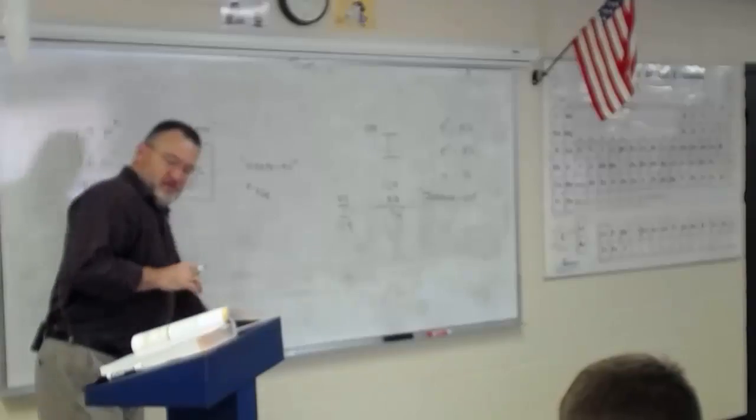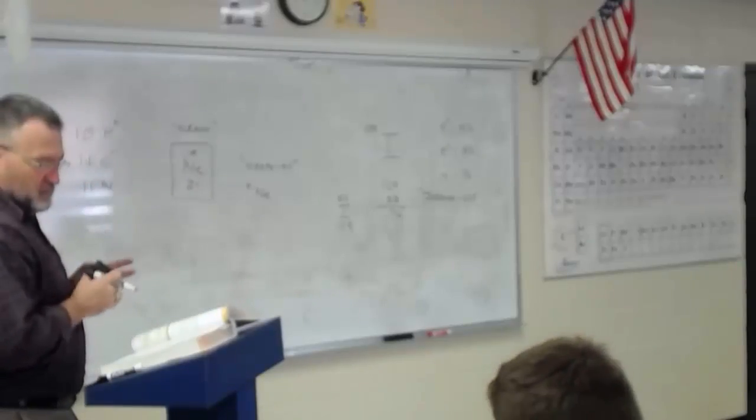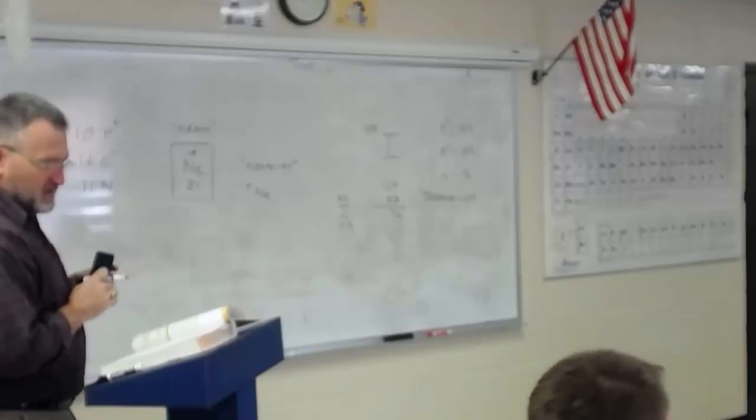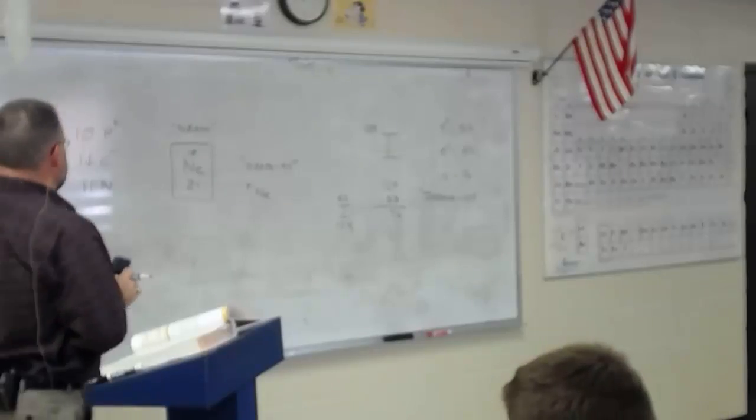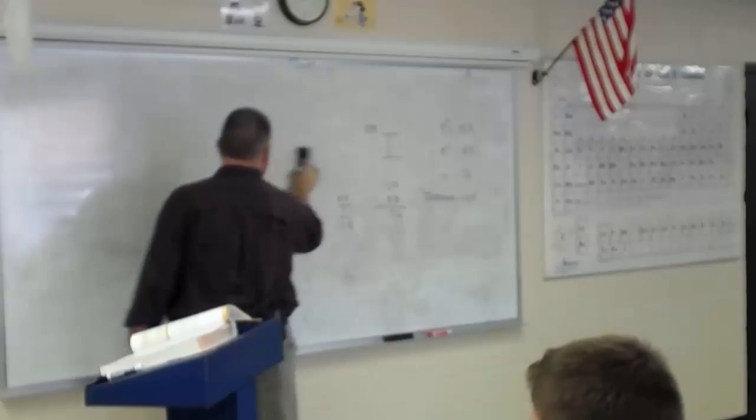We have a couple minutes. On your own, 3-2, give the number of protons, electrons, and neutrons that make up, let's do B, fluorine-19. Doing just an on your own together. Do one more.